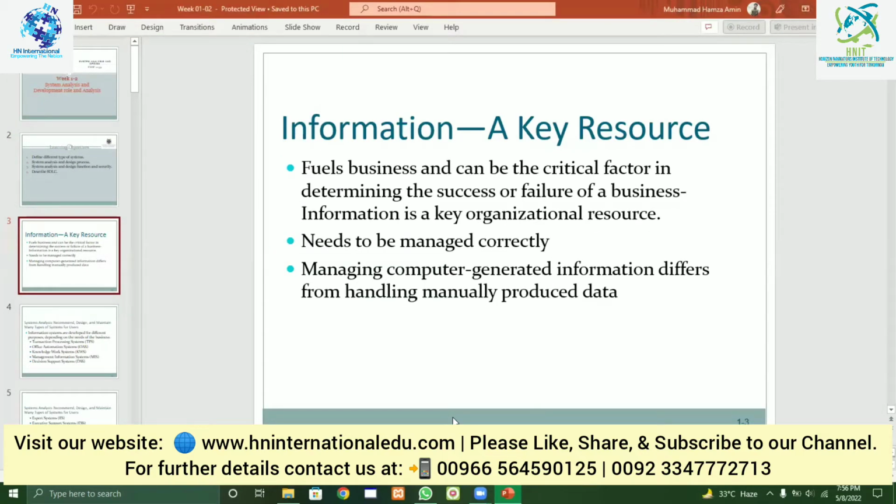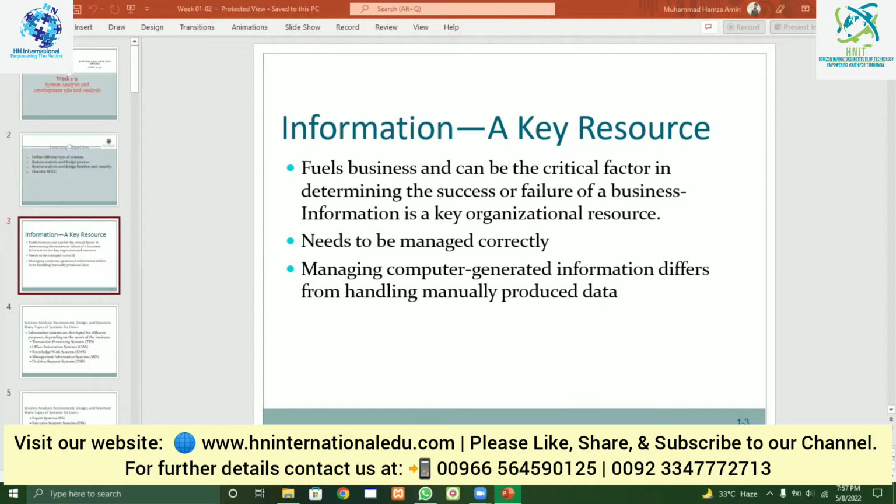Kindly read it, please, and give me an overview. What did you get from these 3 points? The first point is that data is a critical factor in determining the success or failure of a business. Information is an essential organizational resource. The second point is that it needs to be managed correctly, and the third is managing complete, immediate information and handling manually produced data. What did you get from these 3 points? Kindly give me an overview. So I said it's better for you to explain.